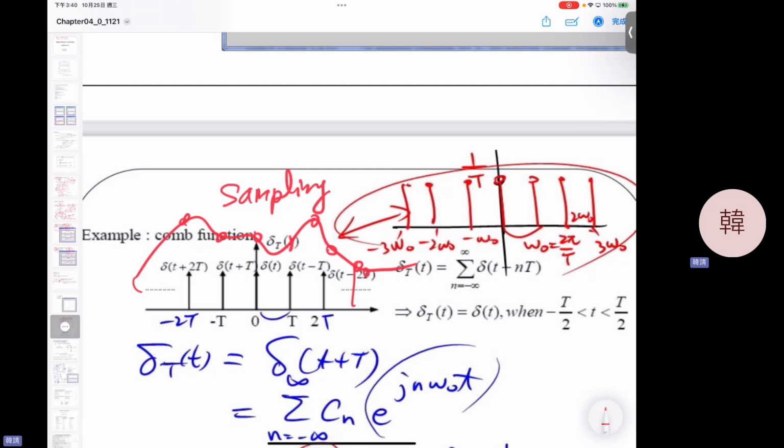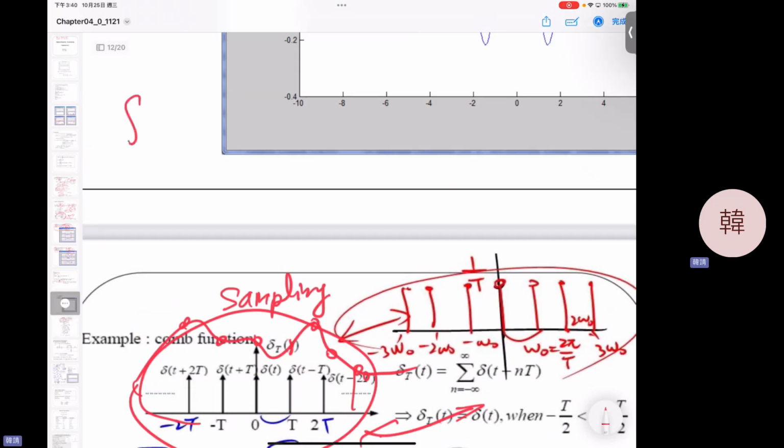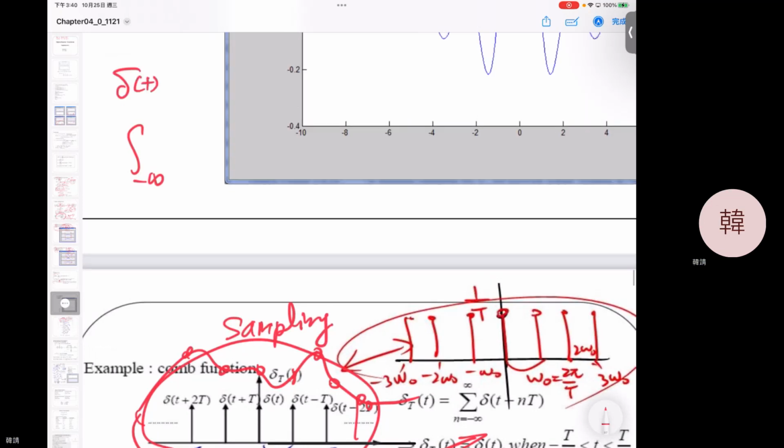So what's the Fourier transform in the frequency domain? Can you expect this function is very specific? The delta function is defined like this. It only occurs at the 0 point, at time 0. There's an impulse, and its area is equal to 1.